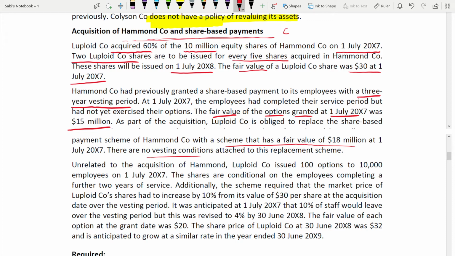So because of the acquisition, they have replaced the share-based payment with another scheme which has a fair value of 18 million. Please understand the scenario well. No vesting conditions. Next.